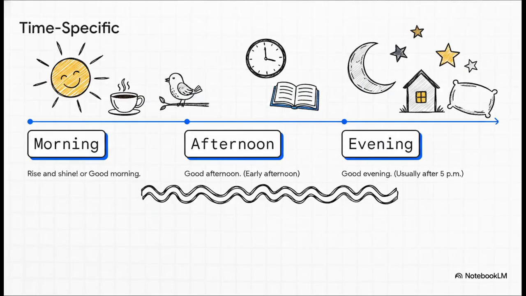The time of day is going to dictate your phrasing, too. Walking through a typical day, in the morning, you might throw out a cheerful rise and shine or a polite good morning. Once the clock strikes noon, you switch to good afternoon. And anything after 5 p.m. calls for a good evening, usually followed up by a have a good night when you're actually parting ways.